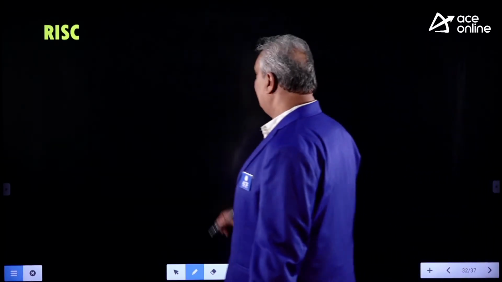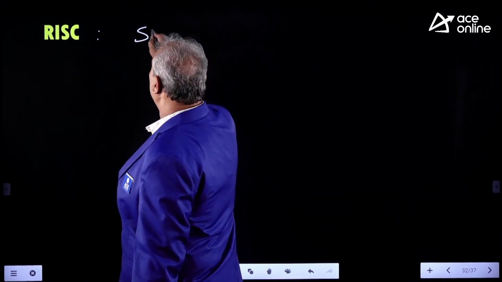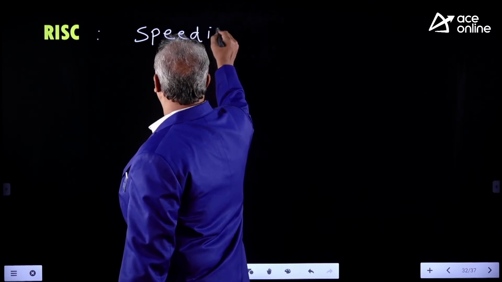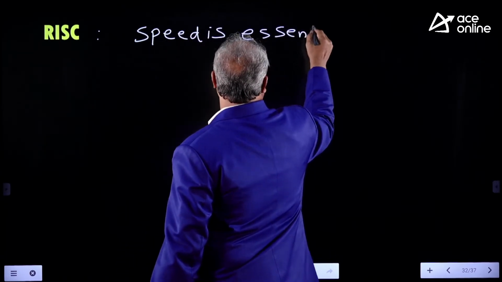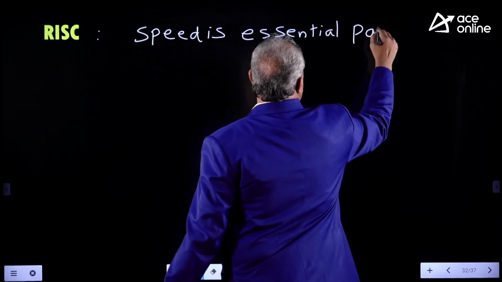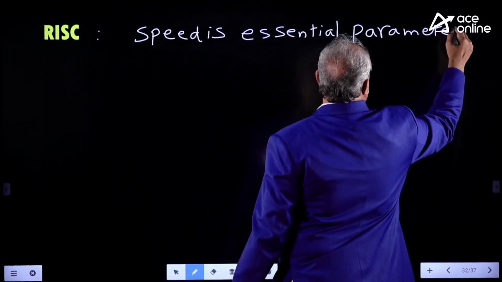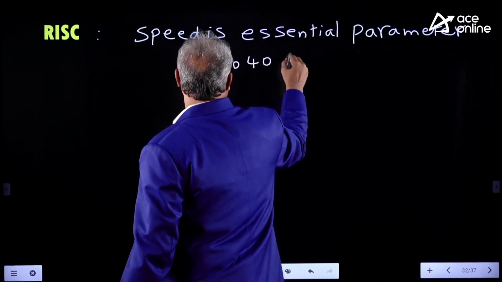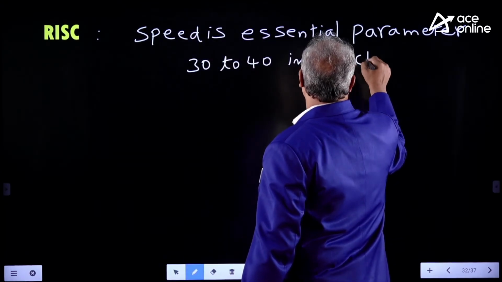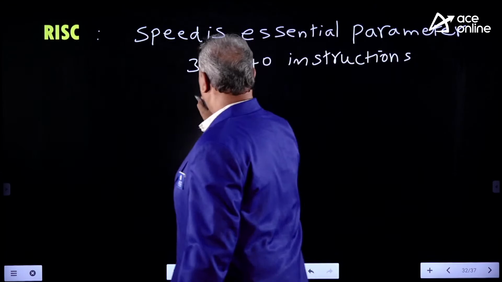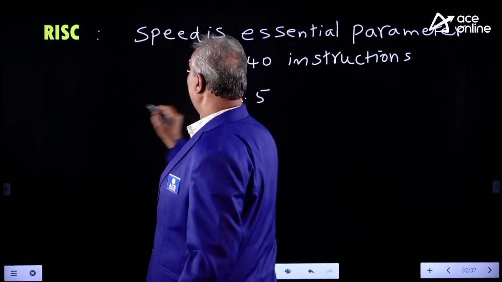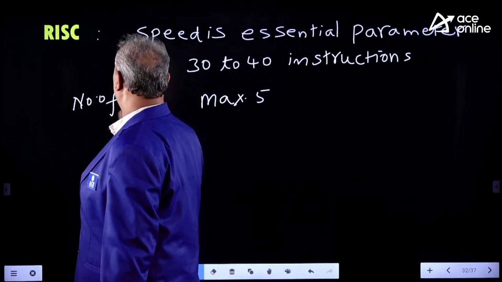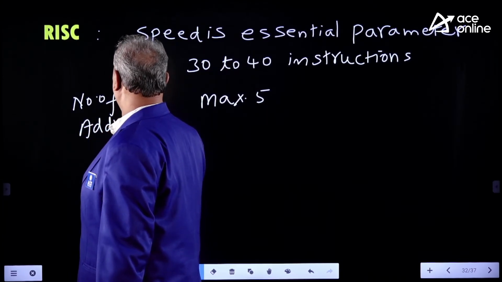What is RISC? Reduced instruction set computer. Means minimum number of instructions are used in this, because in this speed is a very important parameter. What about the number of instructions here? 30 to 40 only. What about the number of addressing modes? Maximum 5 only.